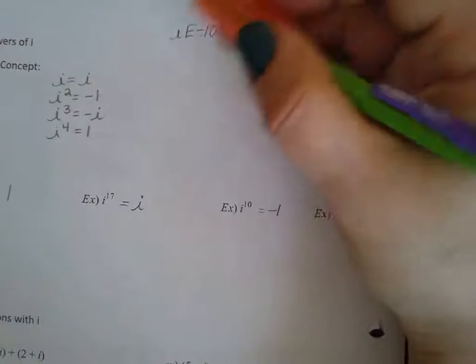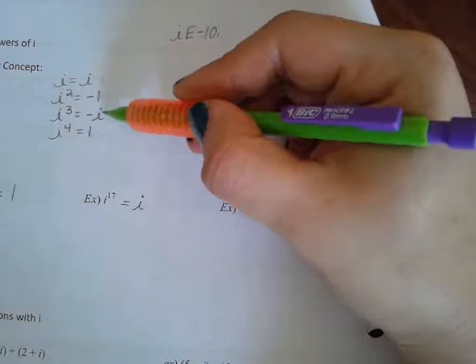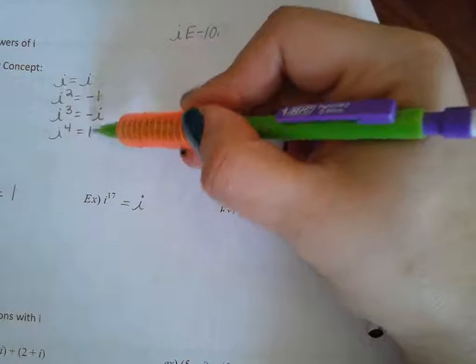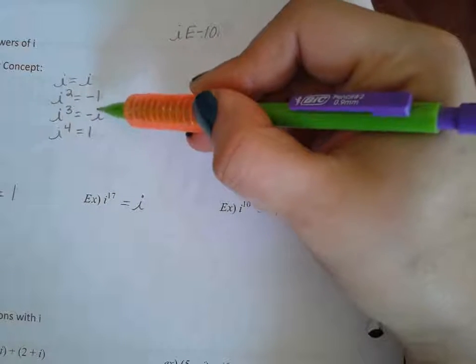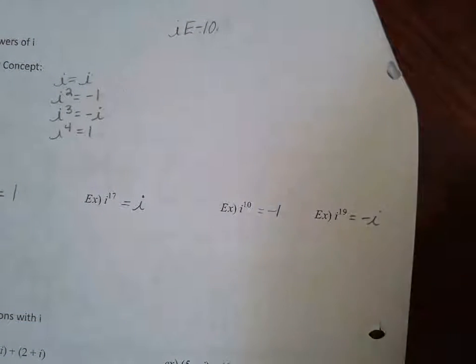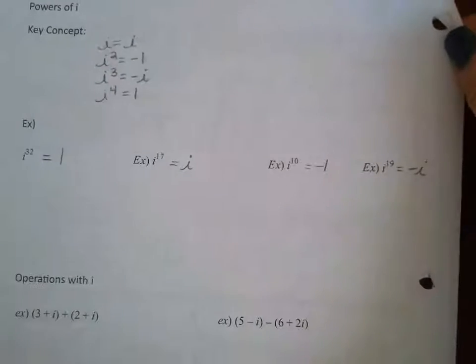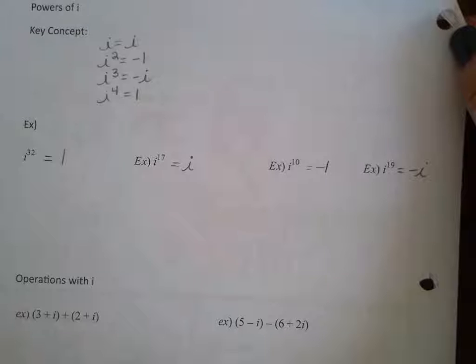-i to the 19th would be 1, 2, 3, 4, 5, 6, 7, 8, 9, 10, 11, 12, 13, 14, 15, 16, 17, 18, 19. So your answer is -i. Okay? So that's a really easy question to get right on the SOL. I want you all to make sure you get that one. I would hate for somebody to miss that one for a silly reason.